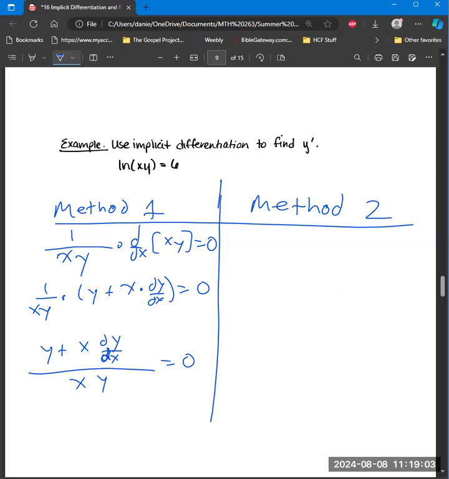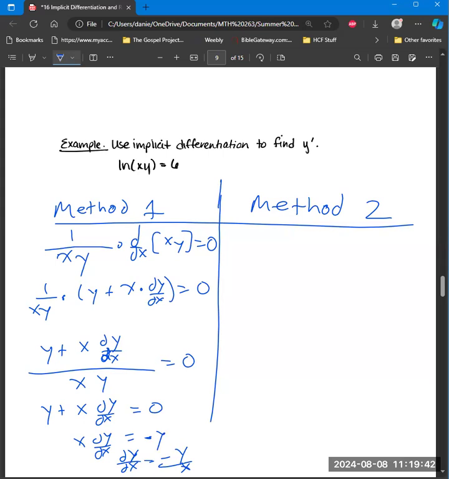Well, if that's the case, then we know that the numerator had to be 0. We know neither x nor y can be 0 here because we can't divide by 0. But we already knew that from the domain here. So that means y + x dy/dx has to be 0 because the numerator has to be 0. And x dy/dx equals negative y, and dy/dx is going to be negative y over x.